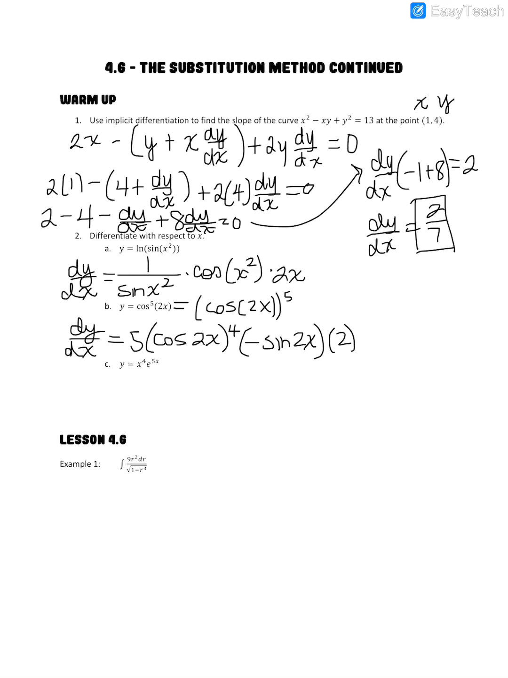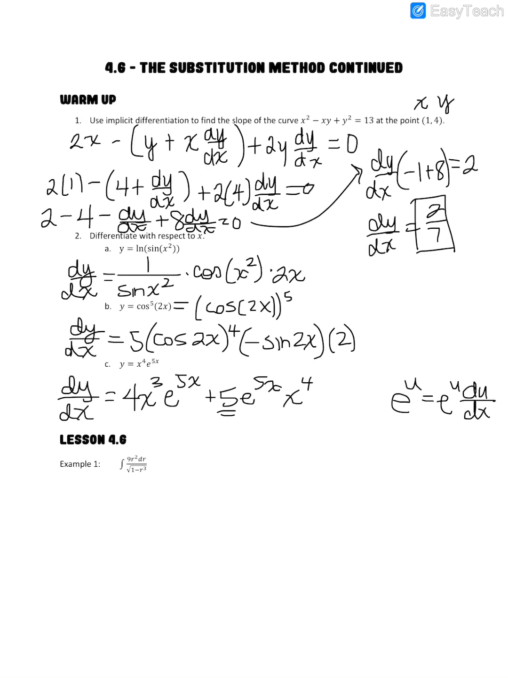Okay, last one on C. This one is product rule and chain rule. So we start with the derivative of the first, 4x cubed, times the second, plus the derivative of the second times the first. Okay, and notice the 5, because the derivative of the 5x is part of chain rule. So the derivative of e to the u is e to the u du dx. So just remember, you have to do the derivative of the exponent for that.